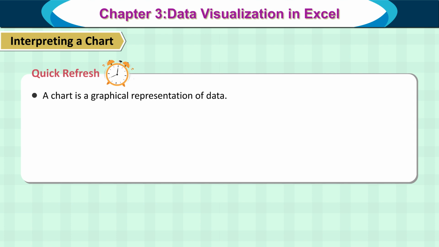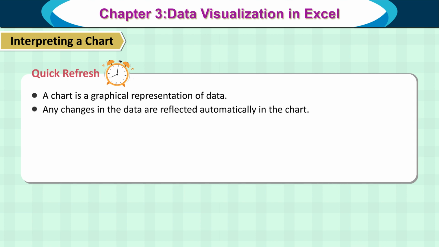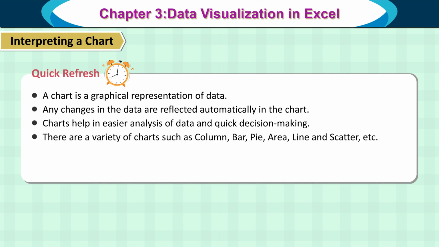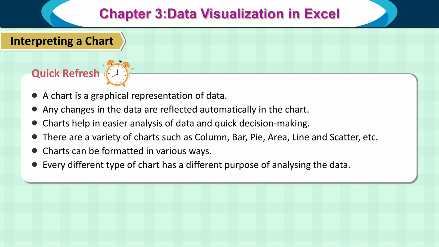Quick refresh. A chart is a graphical representation of data. Any changes in the data are reflected automatically in the chart. Charts help in easier analysis of data and quick decision making. There are a variety of charts such as column, bar, pie, area, line and scatter, etc. Charts can be formatted in various ways. Every different type of chart has a different purpose of analyzing the data.